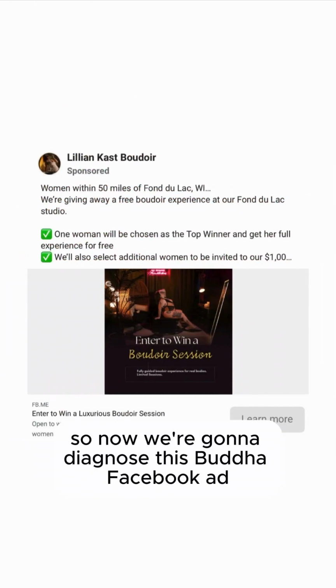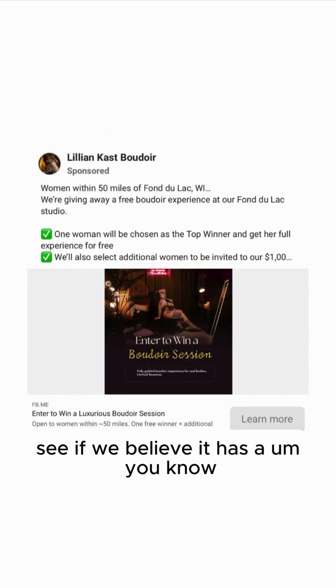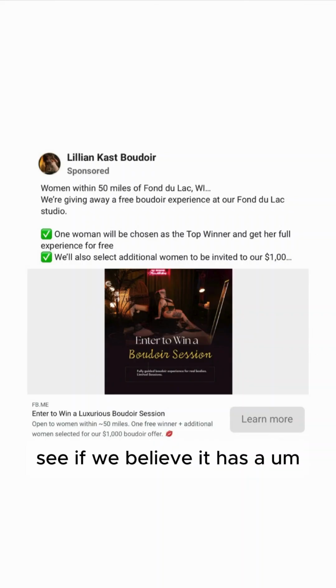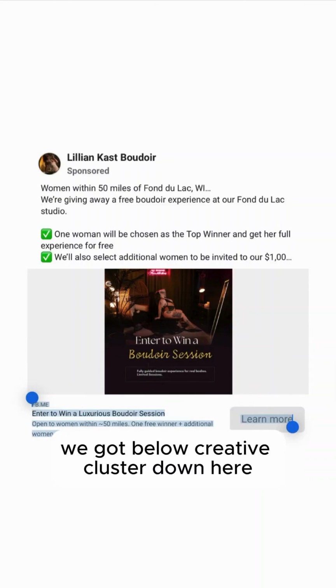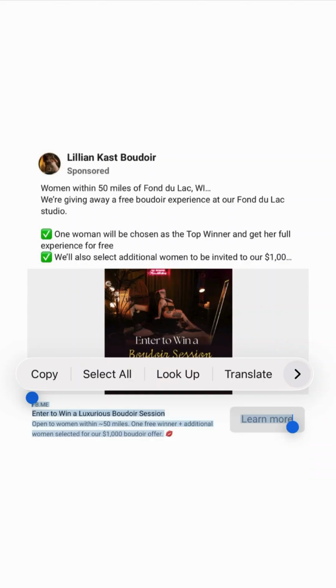So now we're gonna diagnose this Boudoir Facebook ad, see if we believe it has BLCS or not. So first thing we're looking at, we got below creative cluster down here. The below creative cluster mistake.